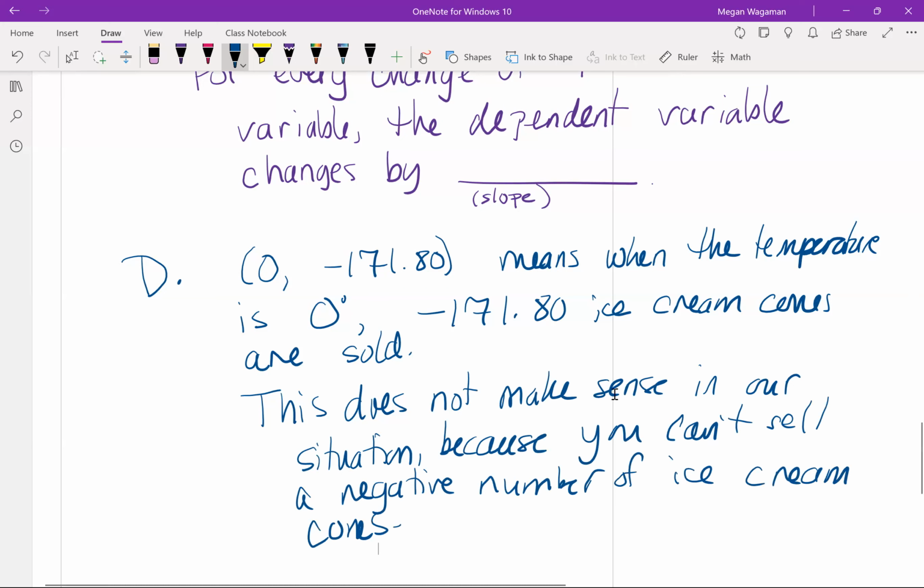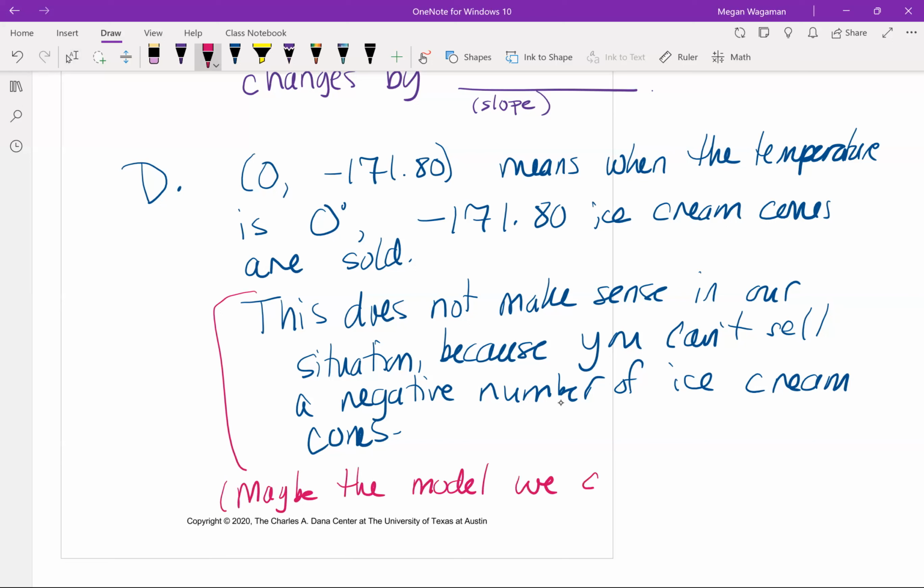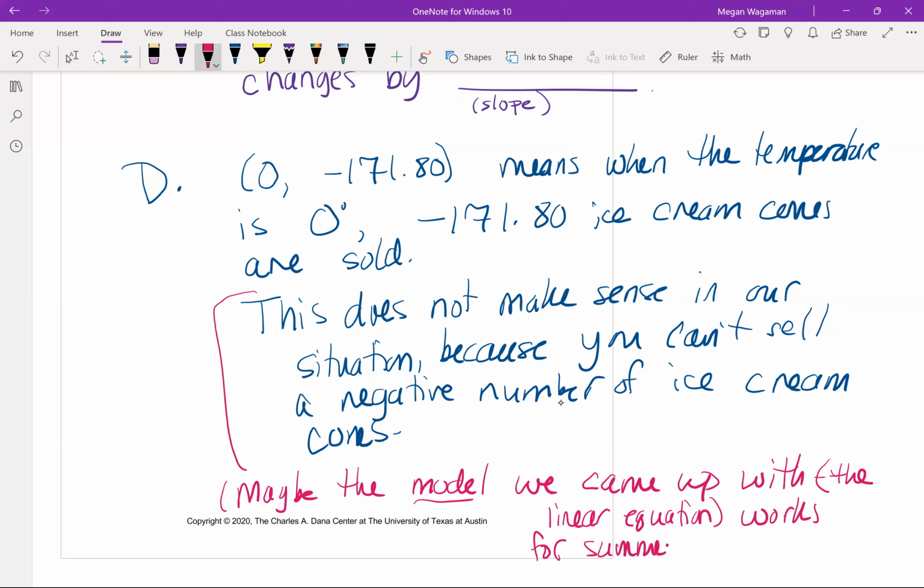It's also true that the temperature doesn't go down to zero that much. So the reason this doesn't make sense might be that this model, this description of the ice cream cone sales, applies for summertime temperatures or something like that. That goes beyond what they're asking here. For this question, we could just say it does not make sense because we can't sell negative ice cream cones. But keep in mind that maybe the model we came up with, the equation, works for summertime temperatures, not for all the time, not for extremely cold temperatures, something like that.